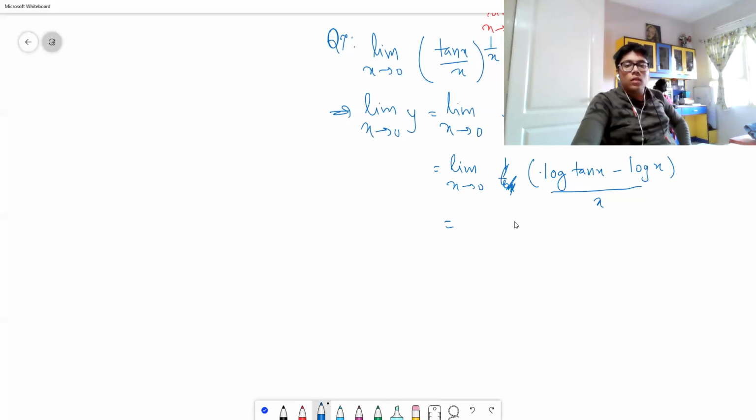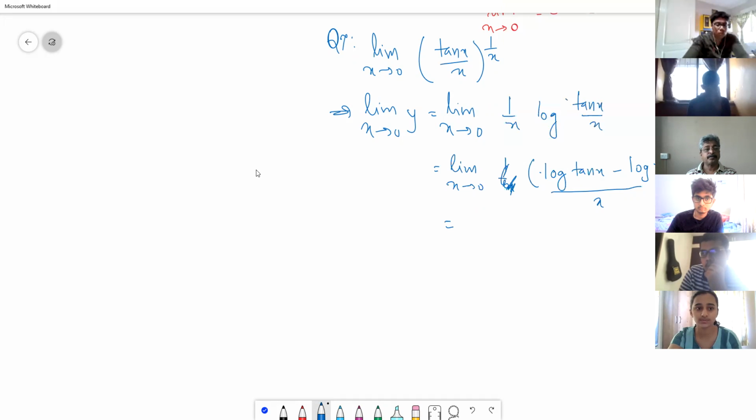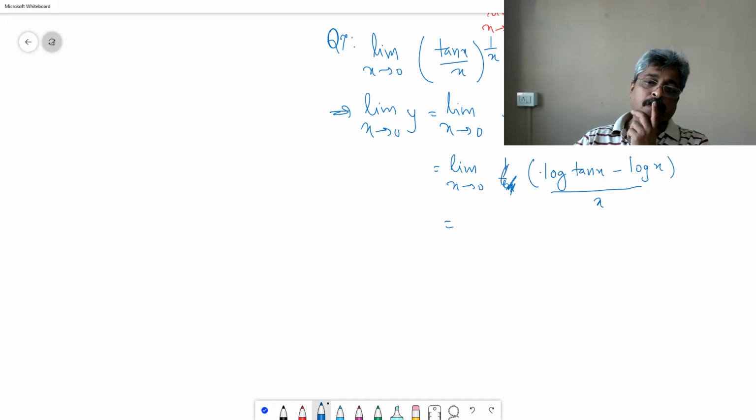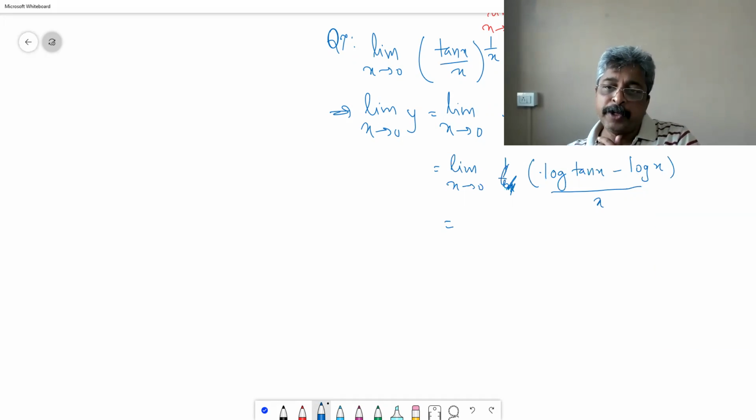Sir, yes. If we do log of tan x upon x, we know that tan x upon x will tend to 1. So the log will tend to 0. So we get 0/0. Log of 1. Oh, okay. So you mean to say we write it here, this divided by x, and the limit of this is 0 and limit of this is 0, therefore we can apply L'Hopital.